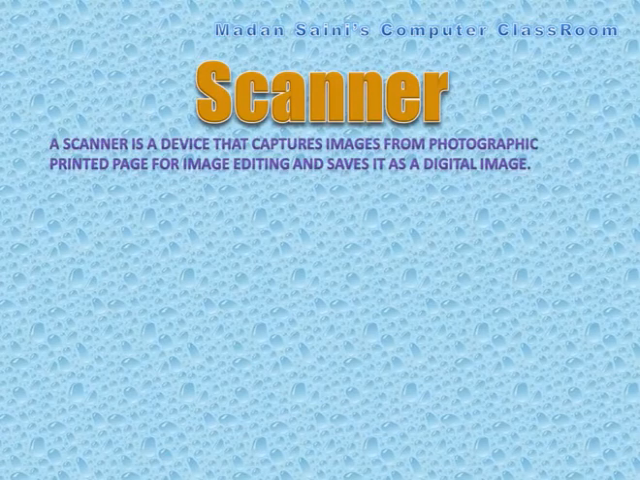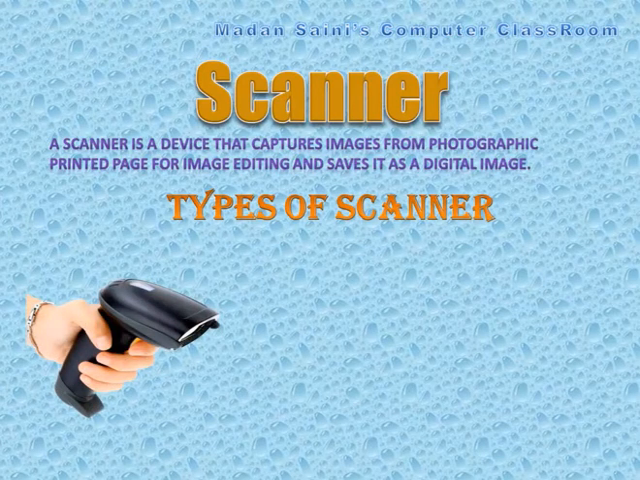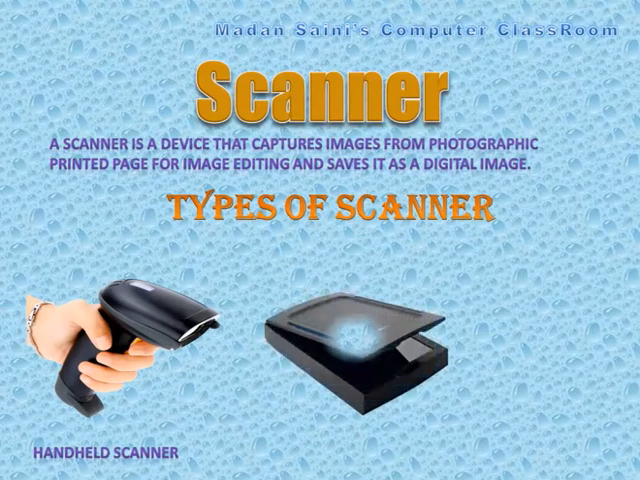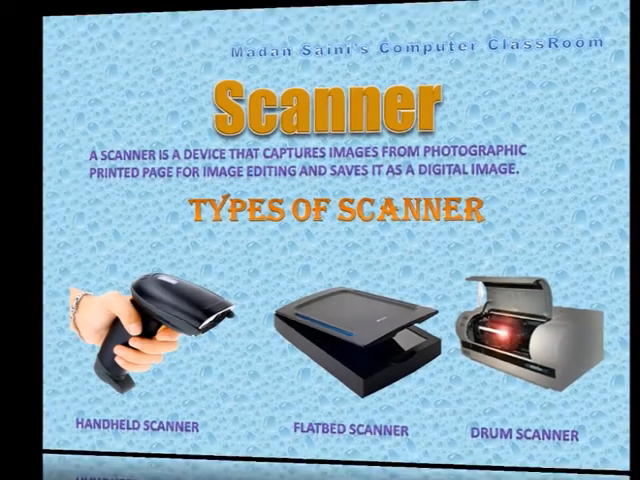Scanner. A scanner is a device that captures images from a photographic printed page for image editing and saves it as a digital image in the computer. The types of scanner. There are 3 types of scanner. First one is handheld scanner. Second one is flat-topped scanner. Third one is drum scanner.